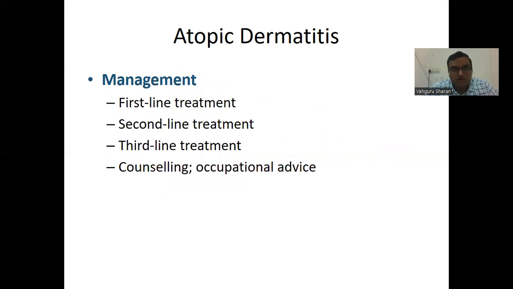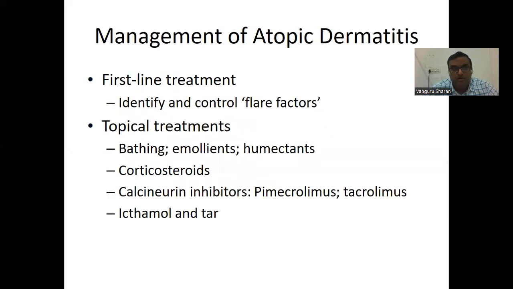How do you manage atopic dermatitis? There are multiple lines of therapy: first line, second line, third line. Occupational advice, if required, and counseling is very important. First line management of atopic dermatitis is identifying and controlling the flare factors.